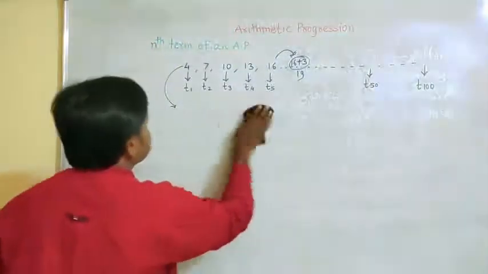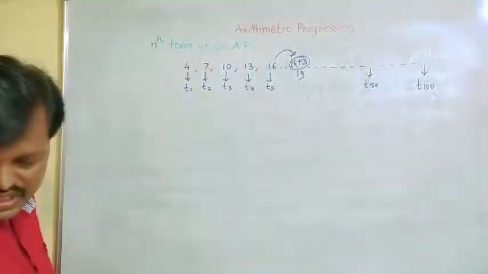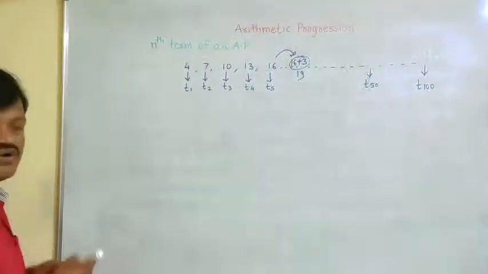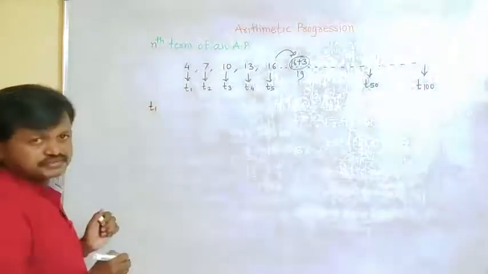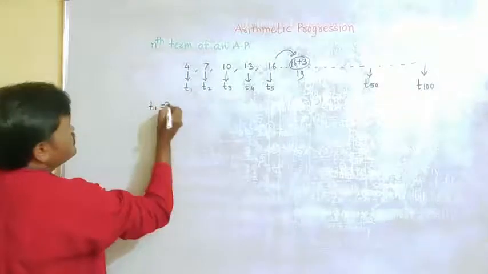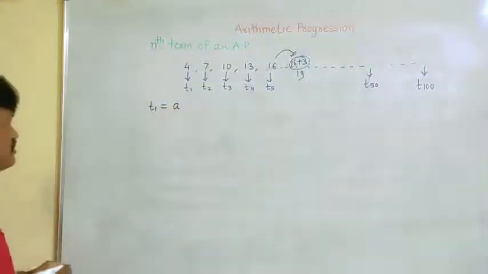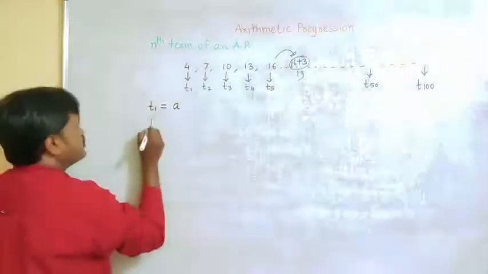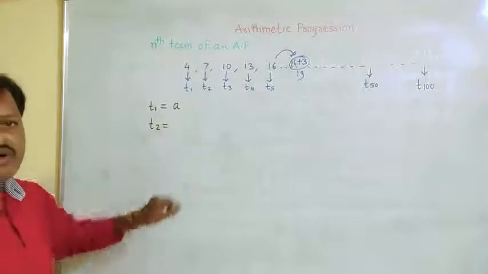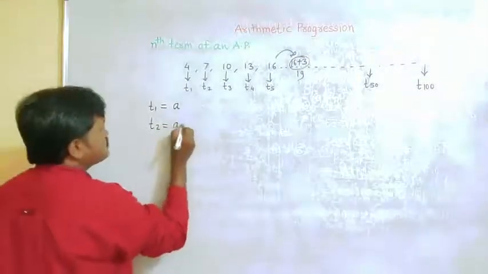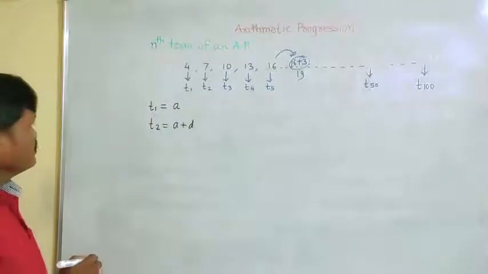For our simplicity, as in the previous video, we see here how to calculate T1. So that is the first term. T1 means the first term, that is a. As we write this, the first term is a. Then T2: to the first term you add the common difference, that is a plus d.